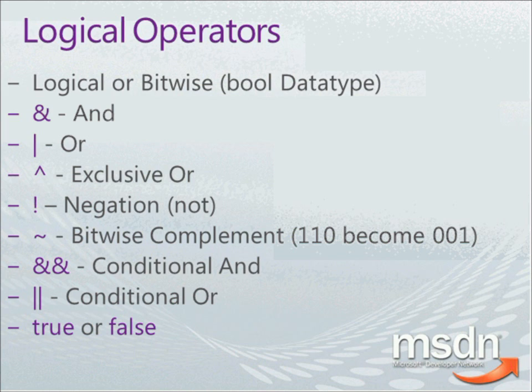So some of the other options that we have here are some bitwise things. So for example, we have the tilde sign, which is the bit complement. So basically it takes all the bits within a value and flips them. So a 110 becomes 001. So each bit becomes the opposite of what it was before. And then we have some conditional values there.